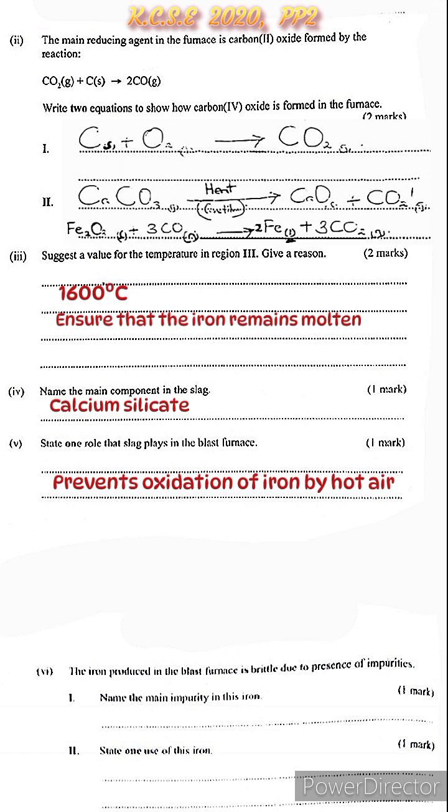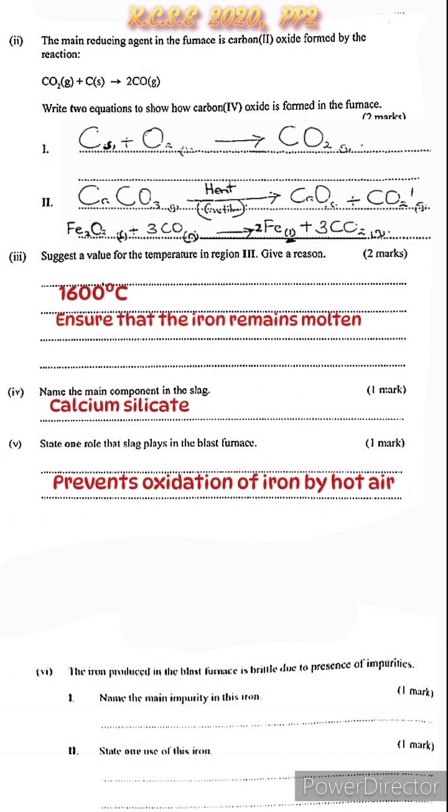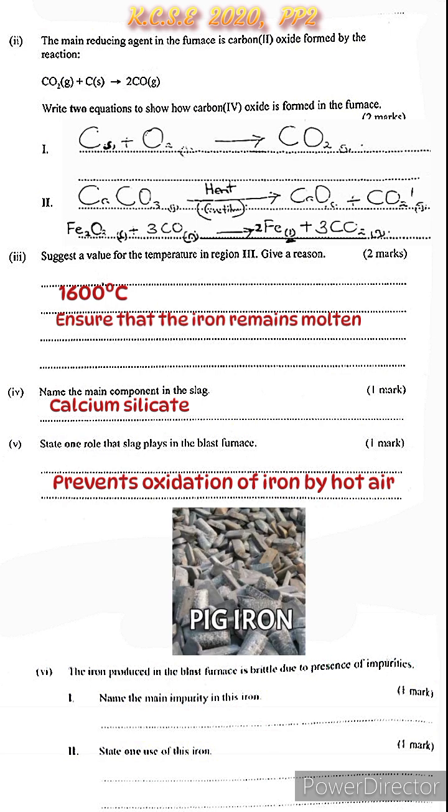Last question. The iron produced in the blast furnace is brittle due to the presence of impurities. Number 1, name the main impurity in this iron. So there are several impurities that are present in this iron, which is called pig iron. So there's carbon, silicon, manganese, sulfur, and others. But the main impurity is actually carbon.